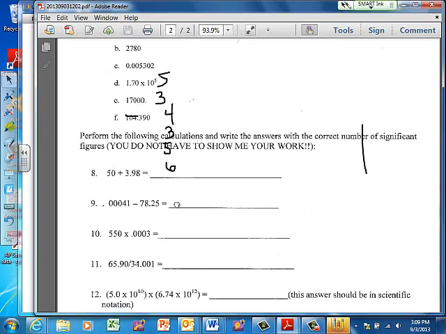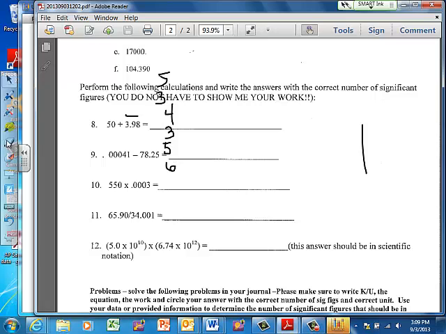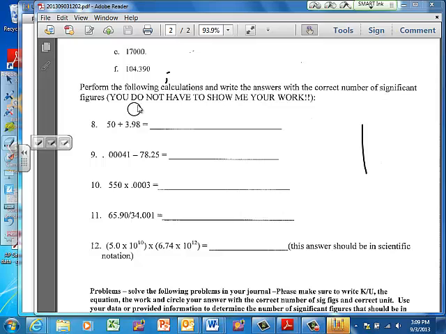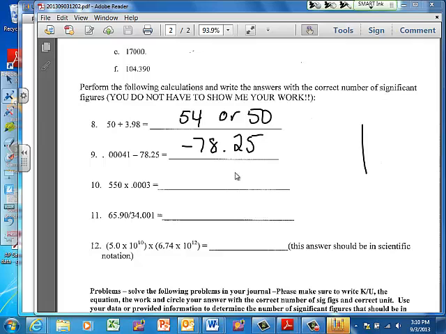Okay, now if we scroll down here just a little bit, you're going to find that we can do some more math on these. Let me erase those really quick. So for example, number 8 is addition, subtraction. Since this is a whole number, this should have either been 54. Technically there isn't a decimal place, you also could have had it as 50, but 54 should have been your right answer. Number 9 should have been negative 78.25. Again, addition, subtraction, fewest number of decimal places.